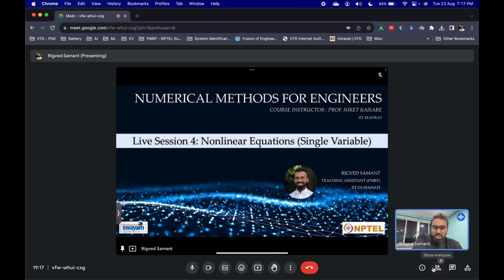So before going, I'll just introduce myself. I'm a PhD student at IIT Guwahati and working in the field of lithium and batteries, and have been using these techniques to solve the mathematical models for my lithium battery simulations. So with that knowledge, I am just trying to help you guys here if you have any doubts.